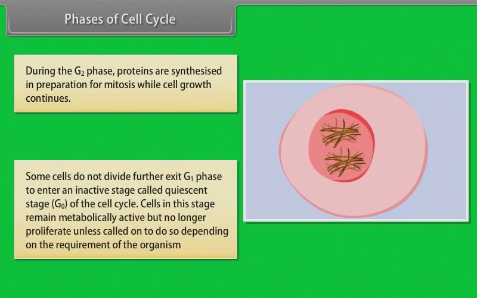Some cells do not divide further and exit G1 phase to enter an inactive stage called the quiescent stage, G0, of the cell cycle. Cells in this stage remain metabolically active but no longer proliferate unless called on to do so, depending on the requirement of the organism.